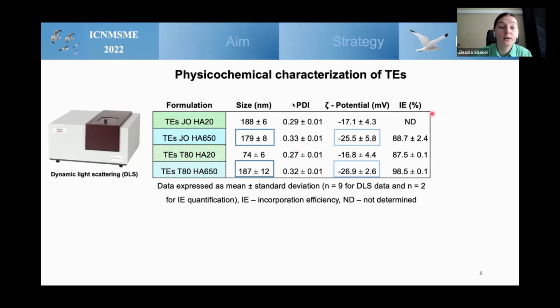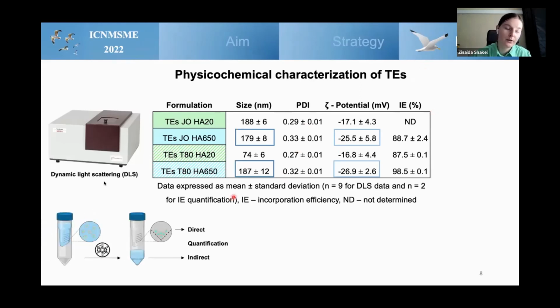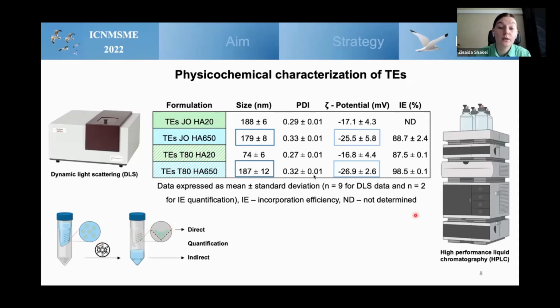Last column, it's a determination of incorporation efficiency. I will describe it a little bit in detail. We perform this analysis by separating nanoparticles from solution by Amicon tubes. And here on the filter, we can see our nanoparticles, and we do direct quantification by HPLC chromatography. And we can see that in 3 types of transethosomes, we have really nice incorporation efficiency, around 90%, which is really good.